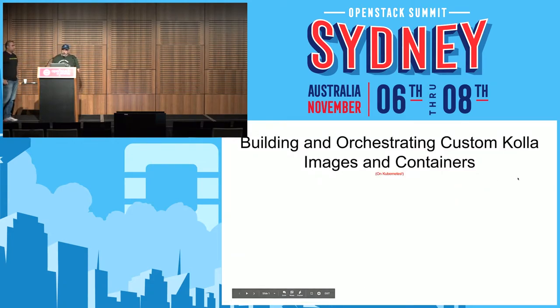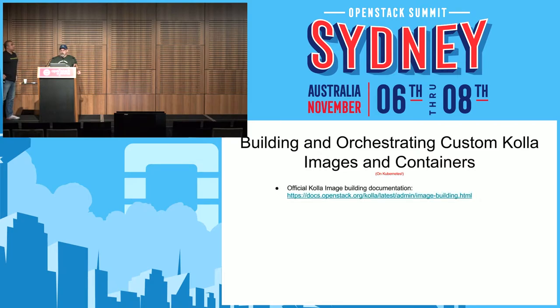Okay, I'm going to talk about building and orchestrating custom Kolla images and containers. So really I'm building a custom Kolla image and then I'm orchestrating it as a container. And I'm doing it on Kubernetes. Of course, there are lots of different ways of doing this, but this is one that I'm interested in. Everything that I'm doing on the build side is documented, with a lot more information than I'm going to provide in this session. So check this out if you're interested.